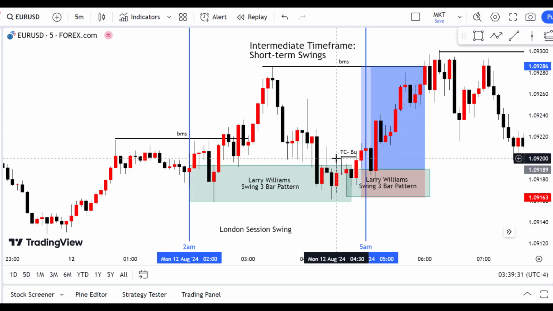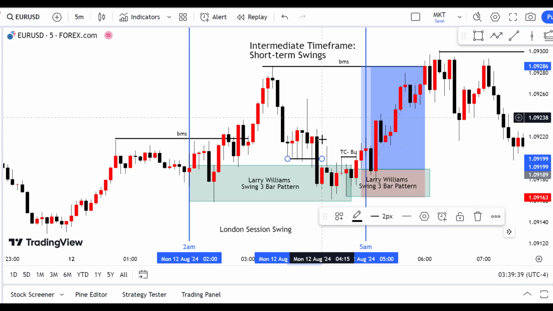All I want you to know is that these short-term swings, highs and lows on the 5-minute time frame are called liquidity. What happened in this process? Price quickly swept these short-term lows and entered into our 15-minute Williams swing, theory bar swing rejection pattern.